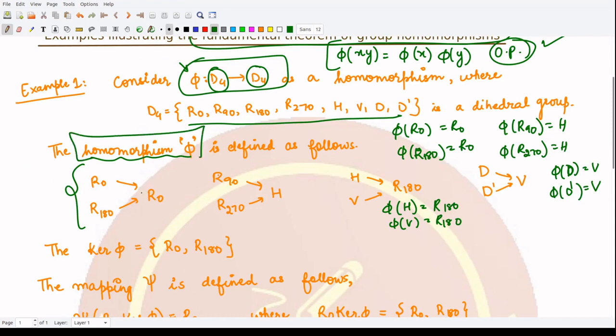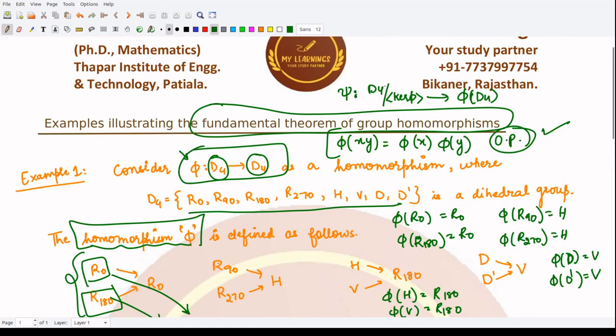Now what is the kernel of the mapping? In D4, what is the identity element? The identity element we have is R0. So the only elements which map to R0 are R0 and R180. Hence, they both become members of kernel phi. Now you know what kernel phi is. Therefore, you can very easily define this mapping psi. The mapping psi, as I have told you, would take the elements of D4 modulo the kernel of phi, this factor group, to the image of D4.